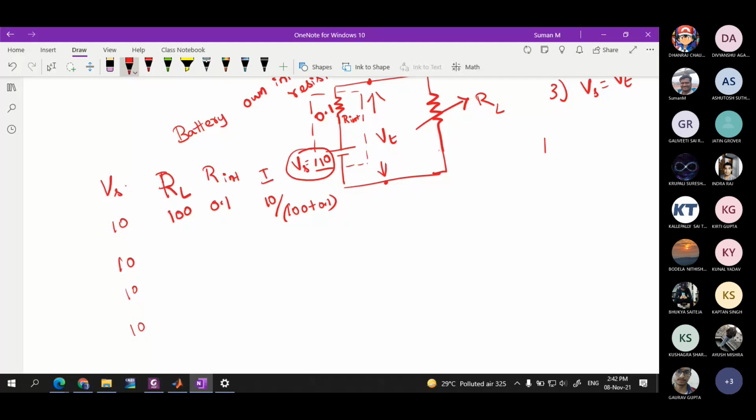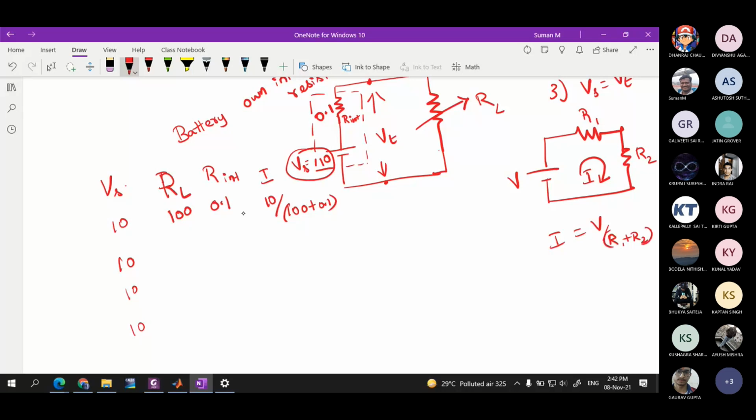You know that you are having a circuit like this. If you are having a circuit like this, then the current flowing through this path, let's say this is R1 and this is R2 and this is voltage V, is I equal to V divided by R1 plus R2, right? So this you know, right?